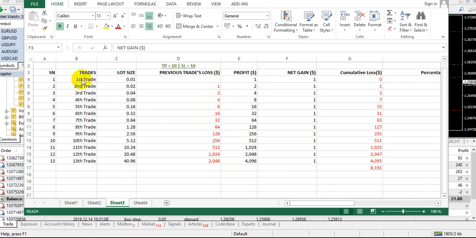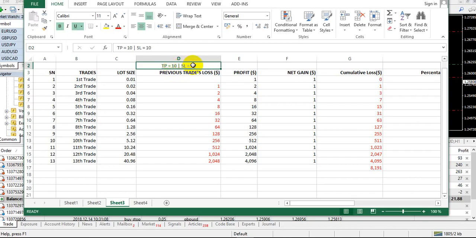Let's say you enter a first trade and you start with a small lot size because you want to be safe. You start with 0.01, which is 1 micro lot. And if you remember, we say that 1 micro lot represents a potential in profit or loss of 10 cents per pip. And with this spreadsheet, we are saying that in every trade you are targeting 10 pips of profit, and you have 10 pips of stop loss.